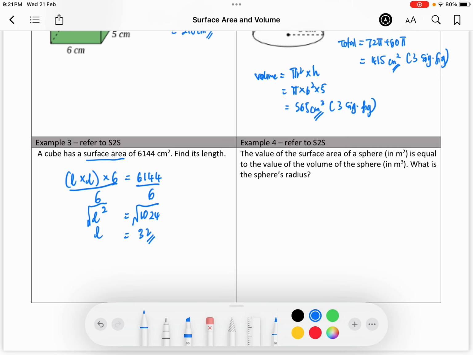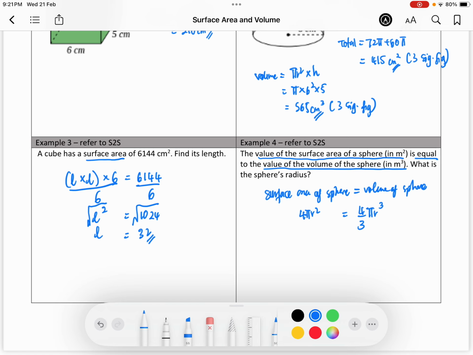The last one, it says here, the value of the surface area of a sphere equals the value of the volume of the sphere. So I just simply write down surface area of sphere equals to volume of sphere. If you look at the formula, in the exam it is given. So 4 pi r square, and then volume of a sphere is given as 4 over 3 pi r cube.